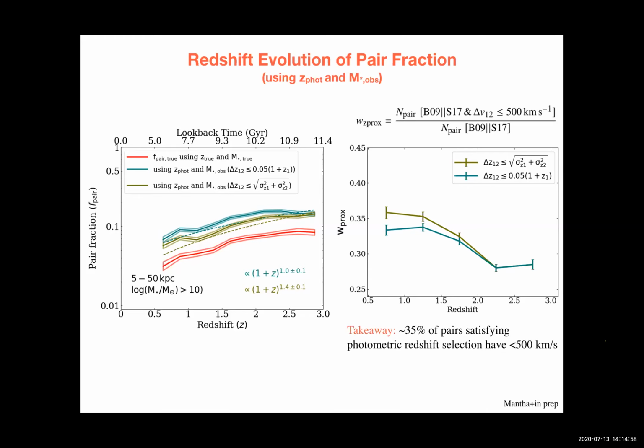proximity cuts have small velocities, i.e. less than 500 kilometers per second, which is usually used as a good selection cut in the low redshift studies to select plausibly physically bound pairs. So this is interesting in terms of that.